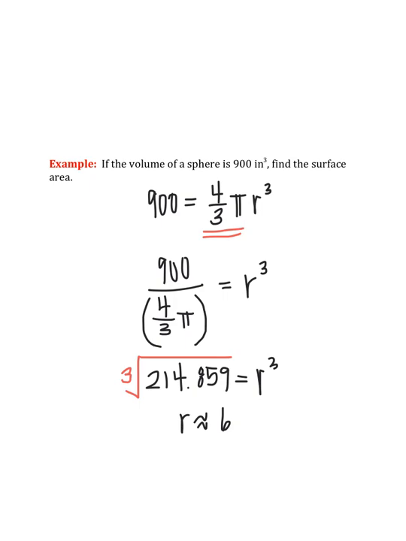Now, in order to find my surface area, I'm going to just substitute 6 into my surface area formula. So my surface area is equal to 4 pi, and then I'm going to put in that decimal, 6 squared. I end up with about 452.4 inches squared.